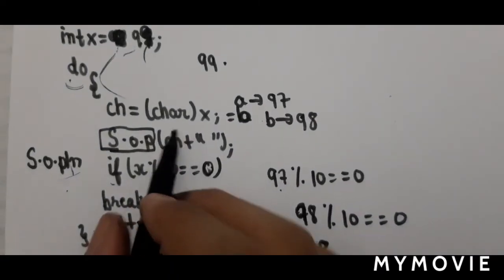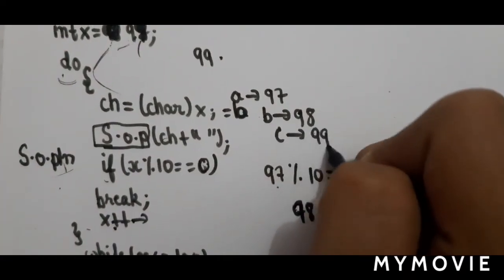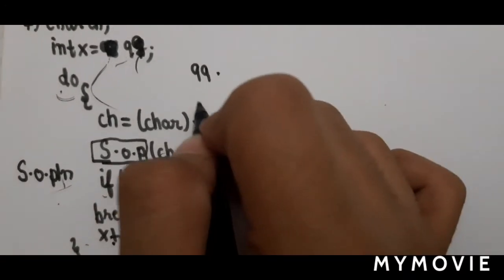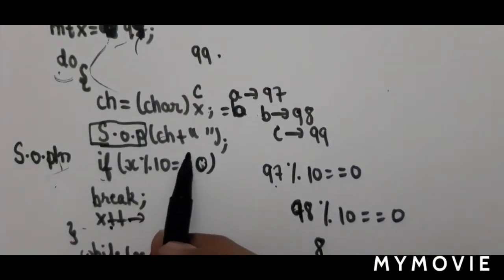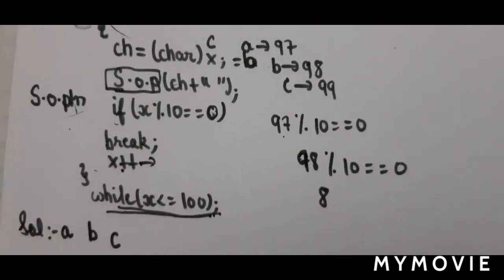So the value becomes 99. Again it enters the do while loop, then again it checks. The ASCII code 99 is C, so the ch value becomes C, and it comes here and prints C.